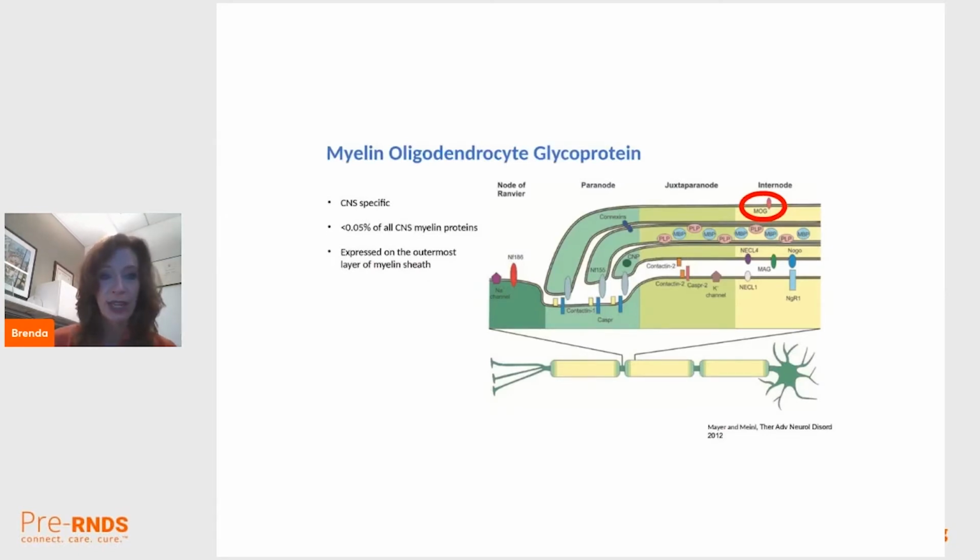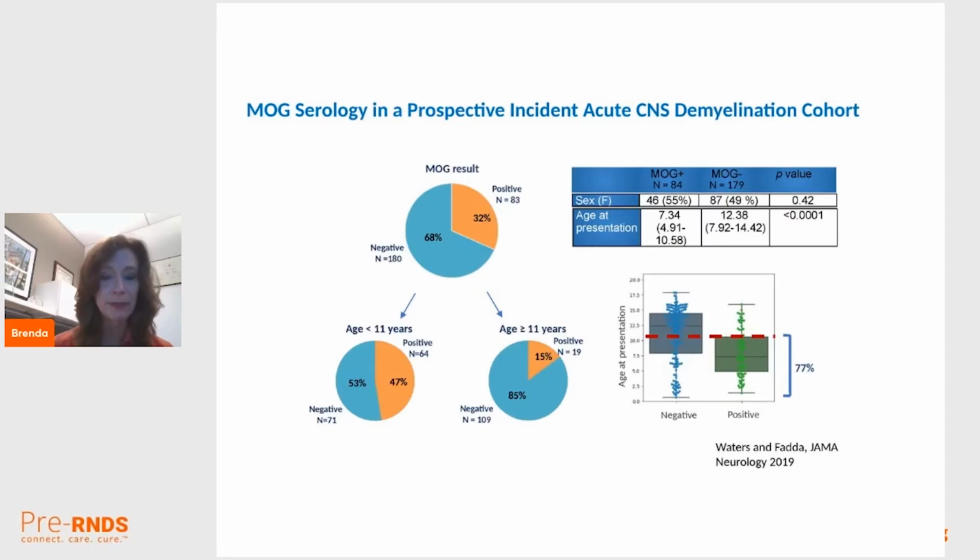So MOG is a protein that sits on the outer lamella of myelin, so it's very visible to the immune system in the brain. Even though it's a very minor proportion of the proteins expressed in myelin, it's 0.05%, it is obviously important and can be targeted.